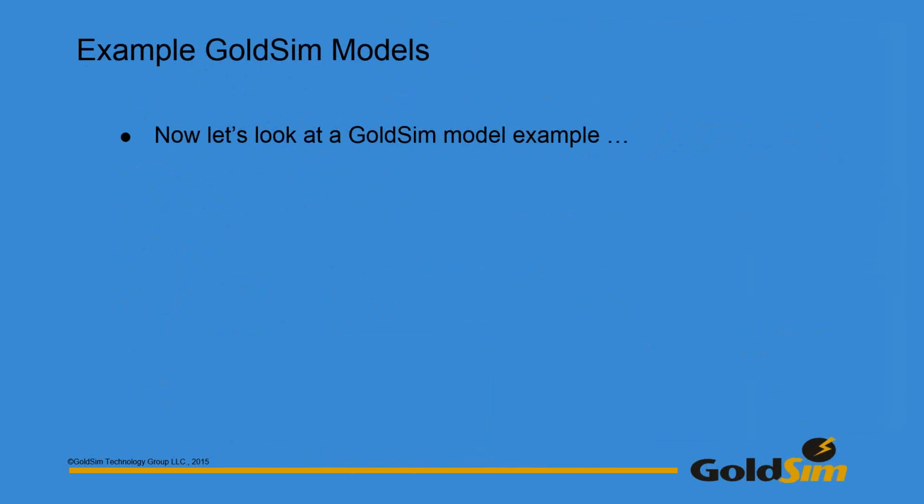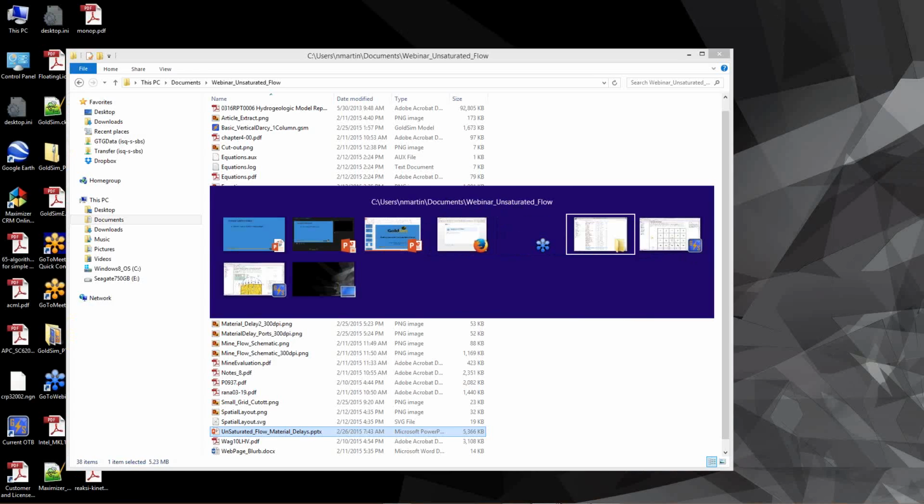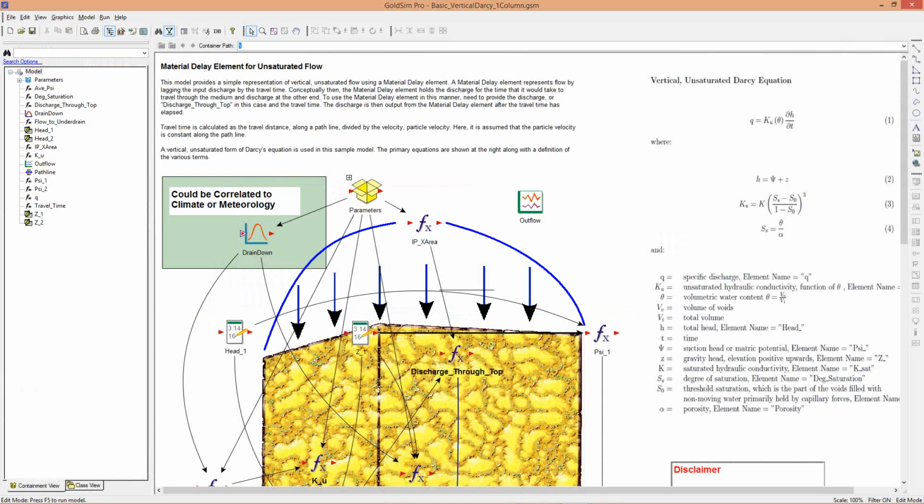All right, so now that we've talked briefly about some conceptual things, and how unsaturated flow is fairly complex, with GoldSim we're usually trying to make a straightforward approach and approach the complexity using subsystems and things like that. Let's go ahead and look at an example GoldSim model or two, which provides this representation of unsaturated flow that I've discussed in the preceding slides. Give it a second to come up on your screen.